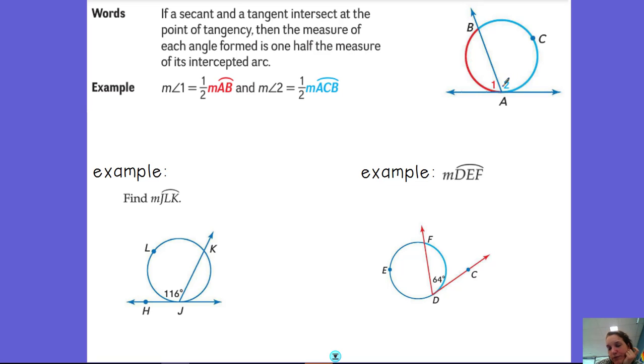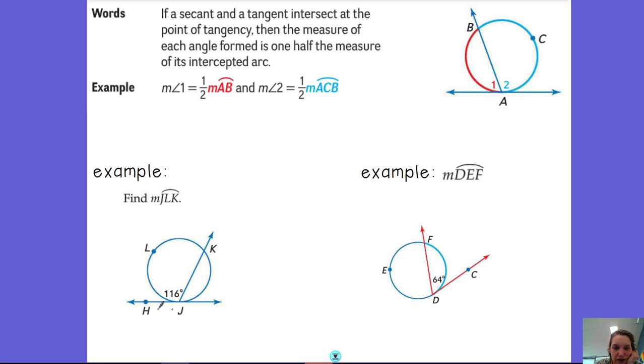They're supplementary, just FYI. So each angle that's formed, like angle 1, is going to be half the measure of its intercepted arc. So angle 1 would be half of the measure of arc AB. Angle 2 is going to be half of the measure of arc ACB, this blue arc. So the angle is half the arc.